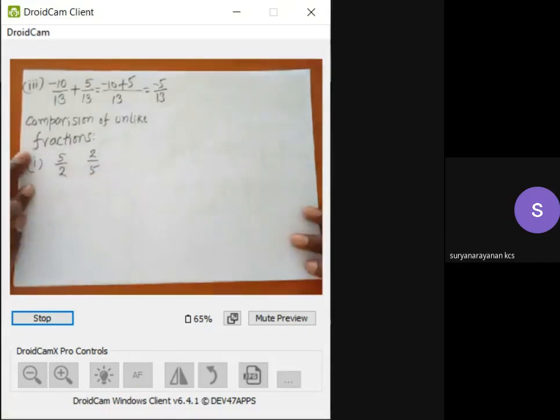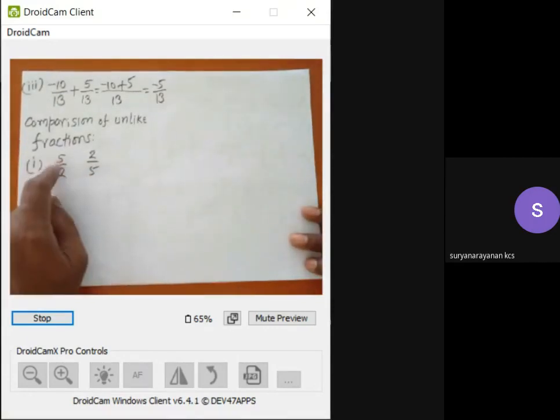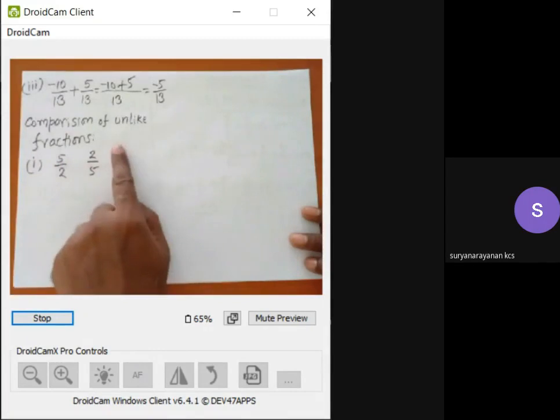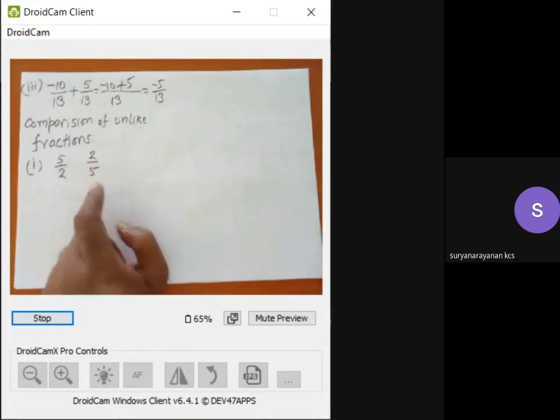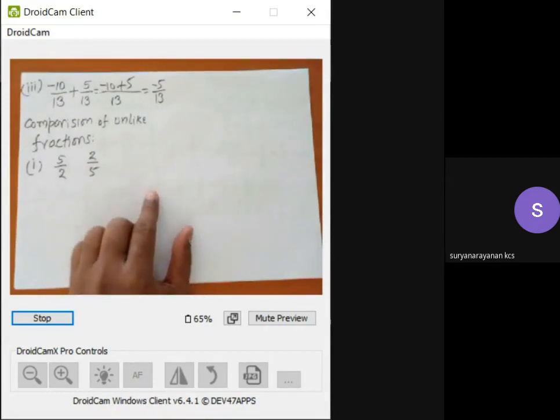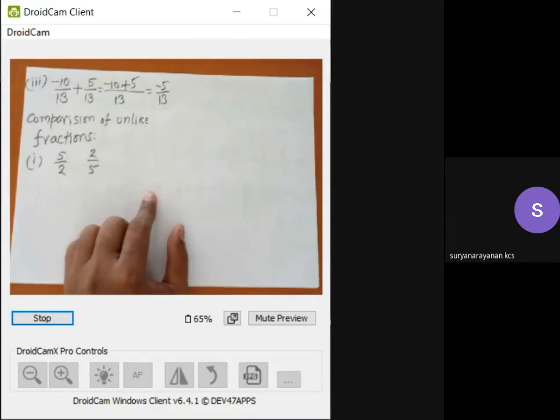See here, my dear children, I have taken two fractions, 5 by 2. Here, the second fraction is 2 by 5. Can you compare these fractions easily, my dear children? Can you tell me which fraction is the bigger fraction and which fraction is the smaller fraction? Can you tell me?